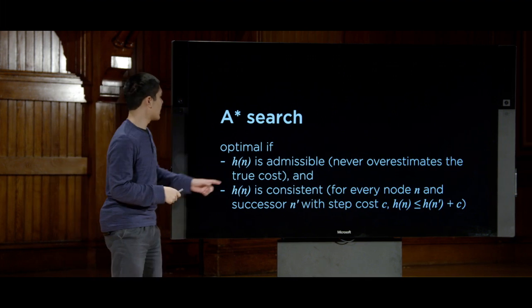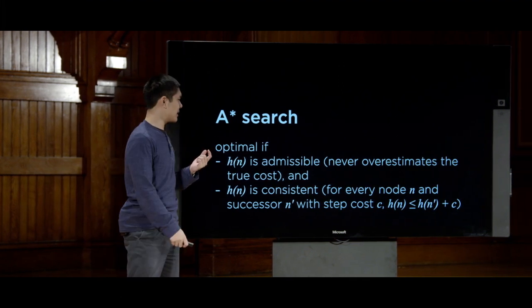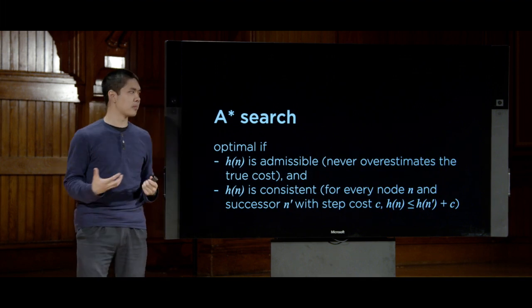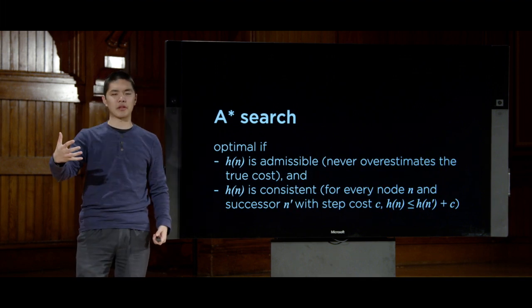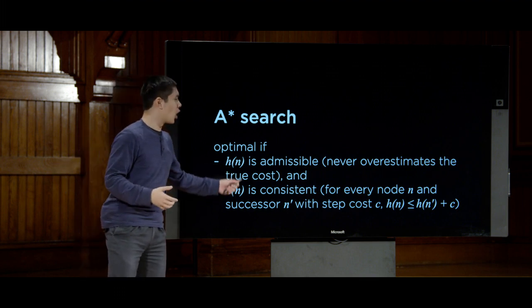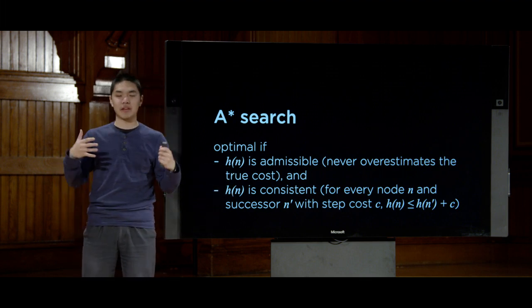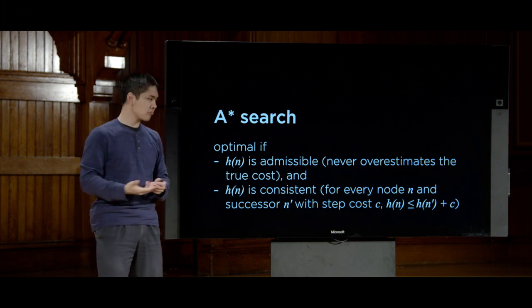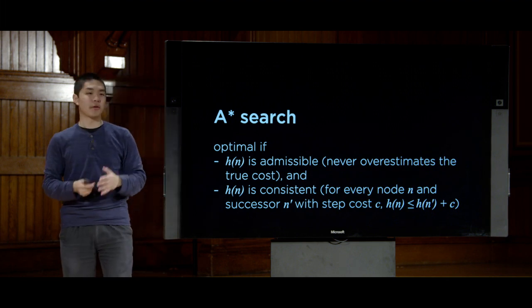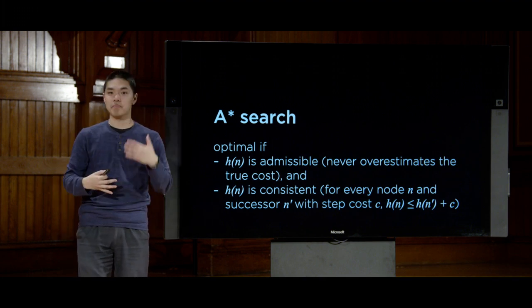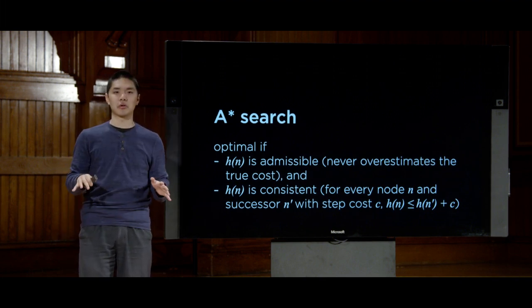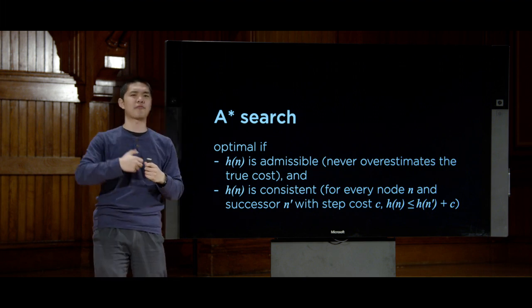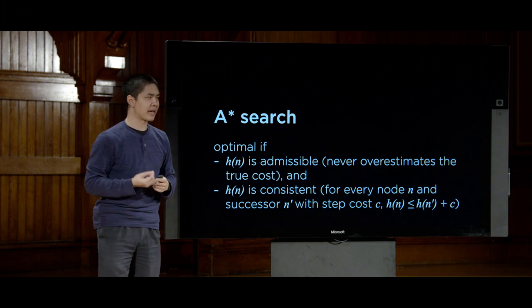So the conditions are h of n, my heuristic, needs to be admissible. What does it mean for a heuristic to be admissible? Well, a heuristic is admissible if it never overestimates the true cost. H of n always needs to either get it exactly right in terms of how far away I am, or it needs to underestimate. So we saw an example from before where the heuristic value was much smaller than the actual cost it would take. That's totally fine, but the heuristic value should never overestimate. It should never think that I'm further away from the goal than I actually am.